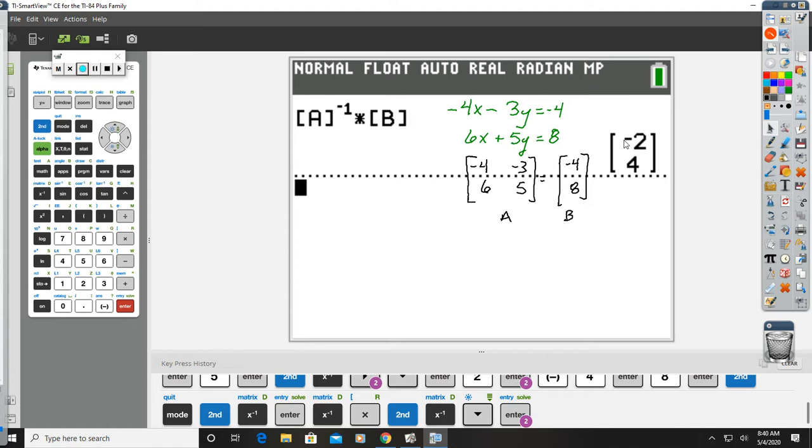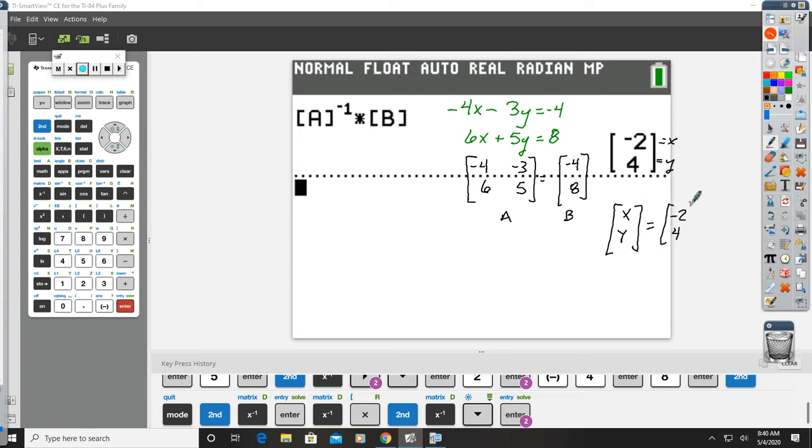This is x equals -2 and this is y equals 4. So really what it looks like is xy equals -2, 4. So anyways, that is question number 39.